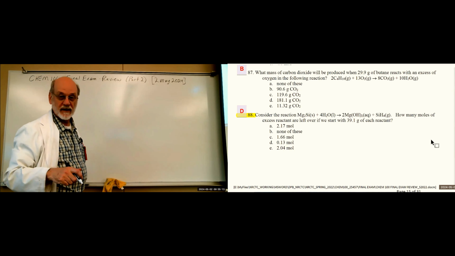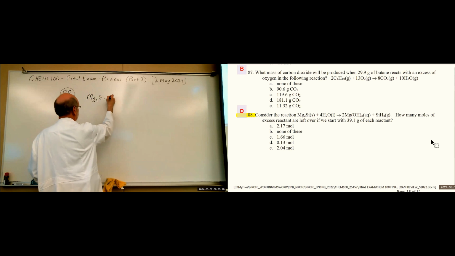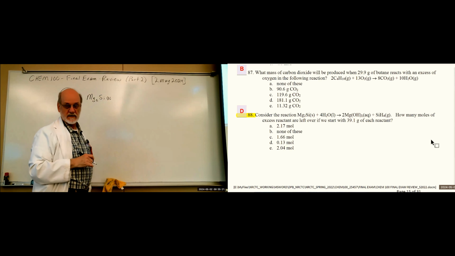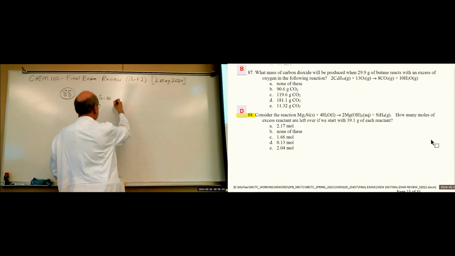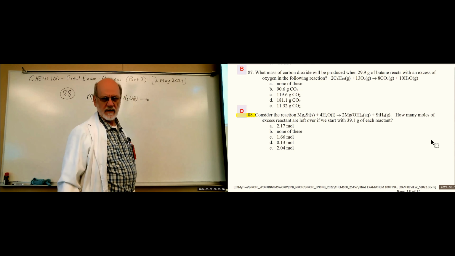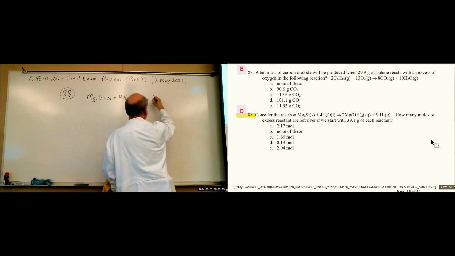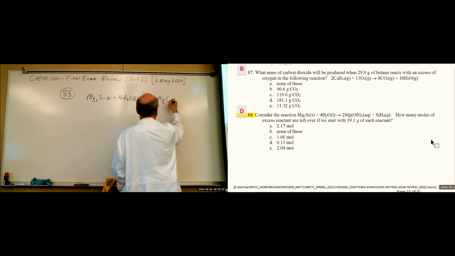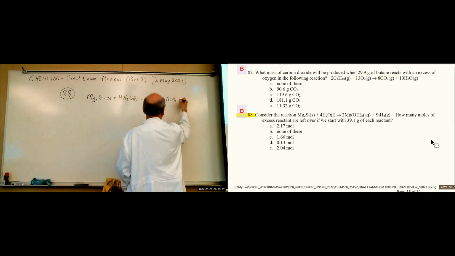Okay, so let's write our equation up here. Magnesium silicide plus 4 water produces magnesium hydroxide aqueous, and silane, SiH4.